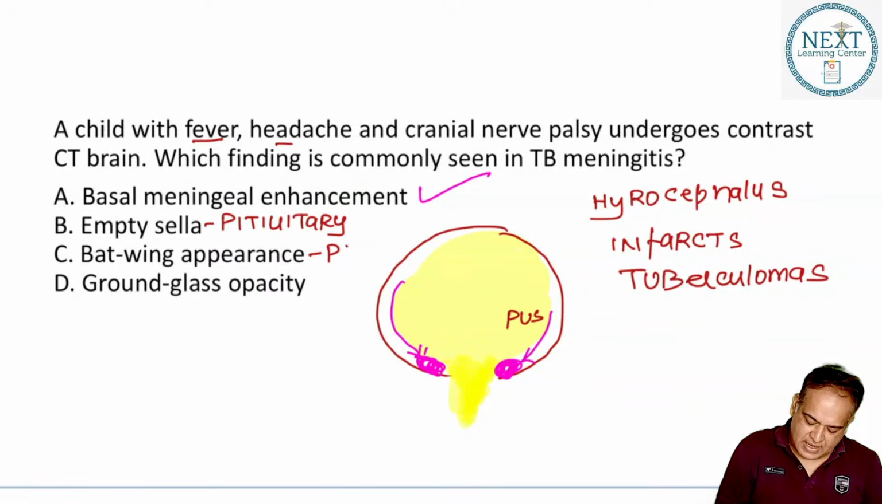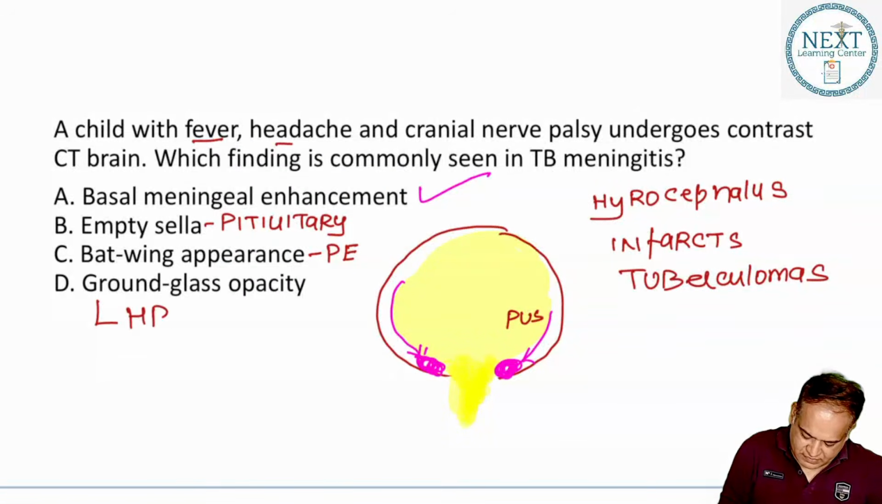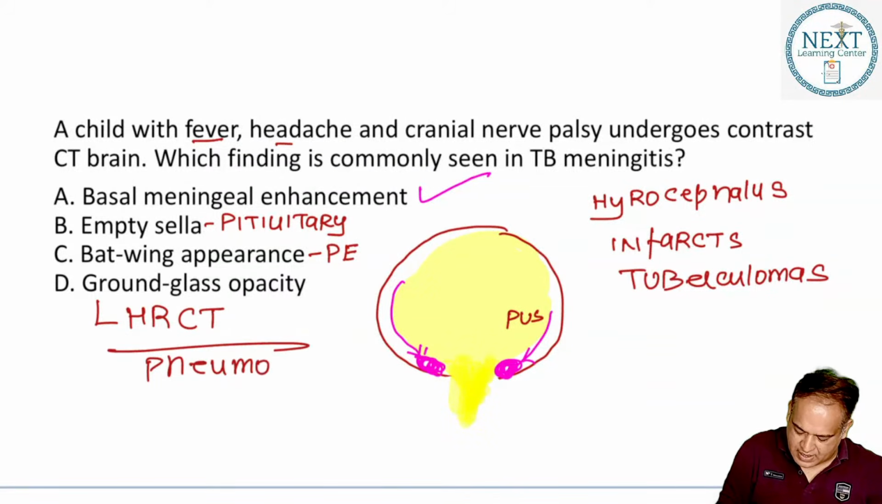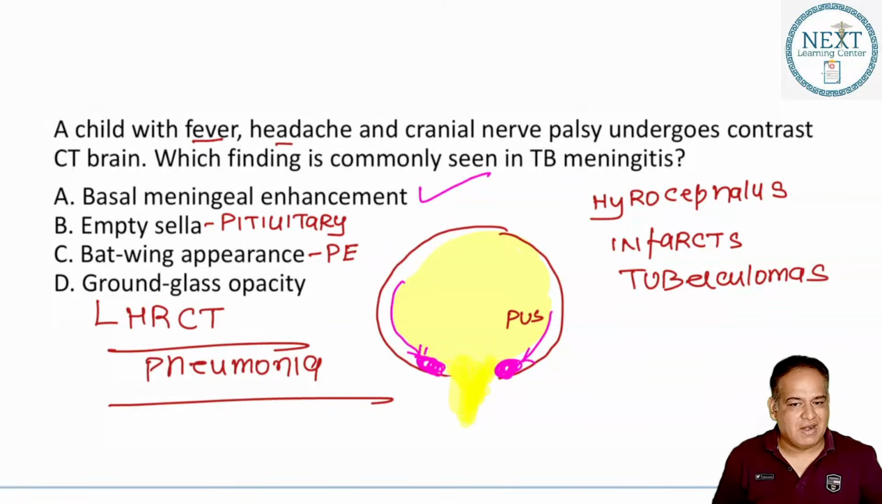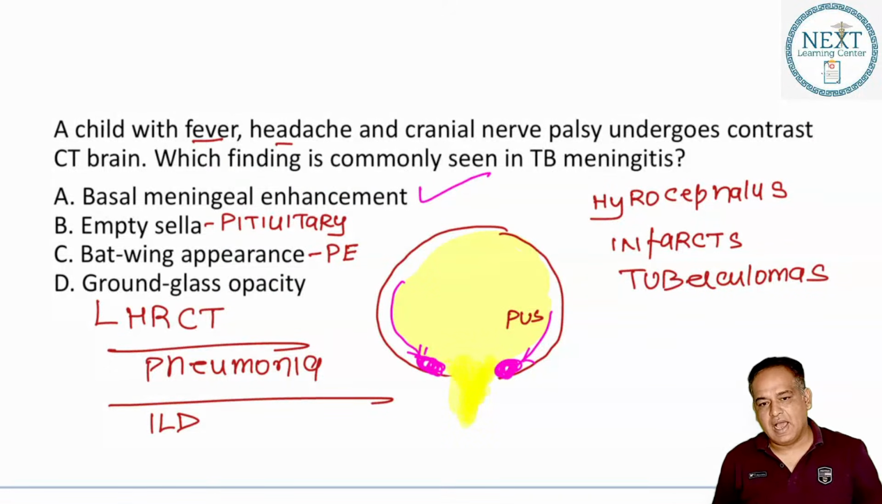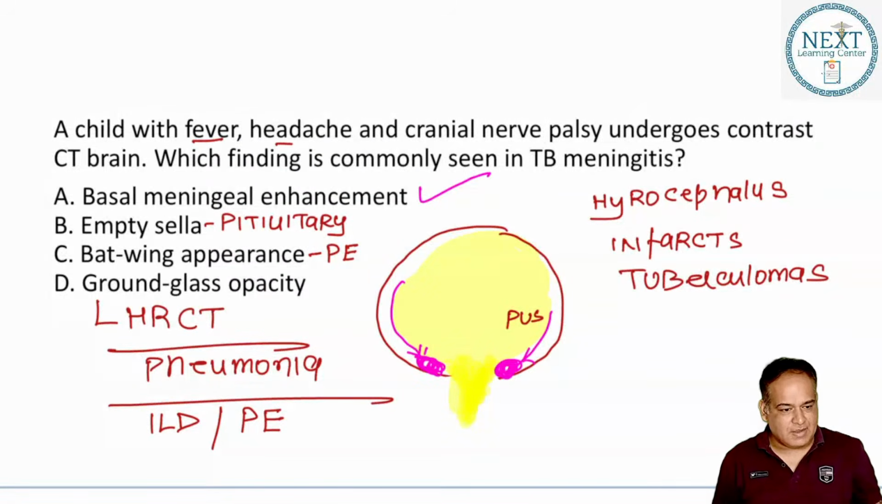Bat wing sign is seen in pulmonary edema on chest X-ray. Ground glass opacity is seen on HRCT, high resolution CT scan, in pneumonia. What kind of pneumonia? Viral pneumonia. It is also seen in interstitial lung disease. It is also seen in pulmonary edema. So the other options.